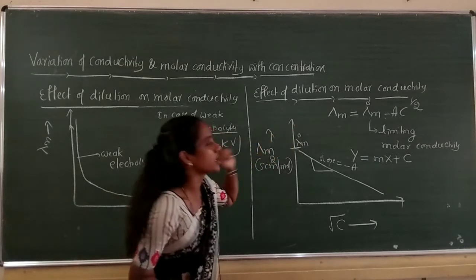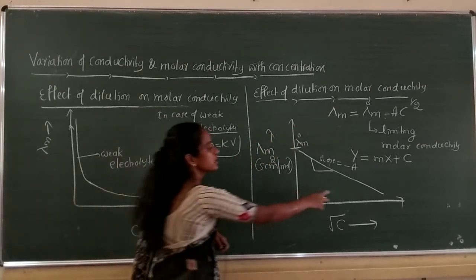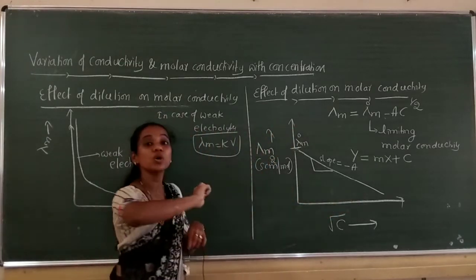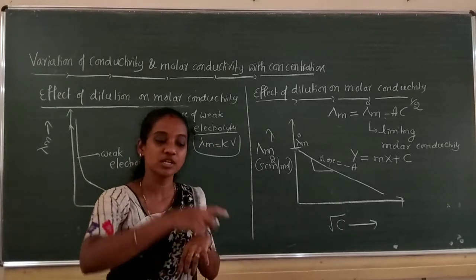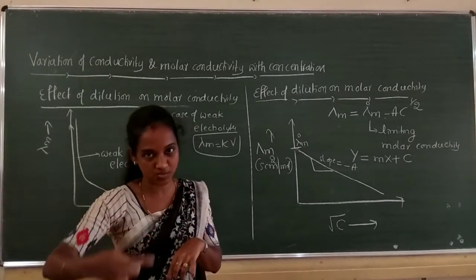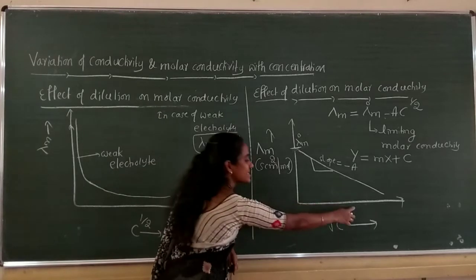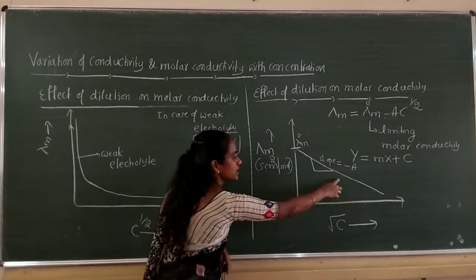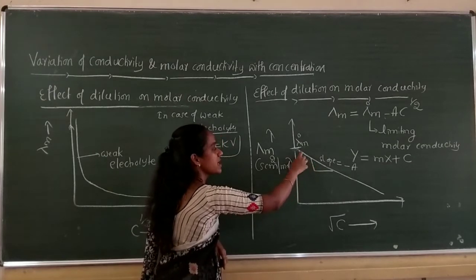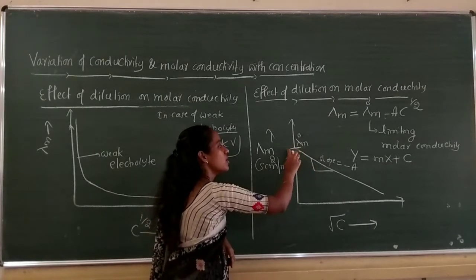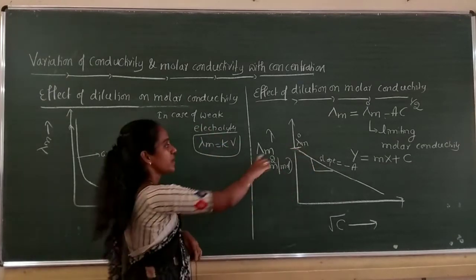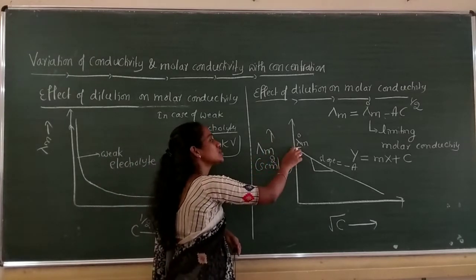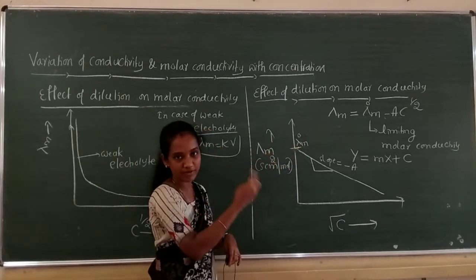In case of strong electrolytes, since the strong electrolyte undergoes complete dissociation, the number of ions produced is more. So as the concentration of the electrolyte decreases, molar conductivity gradually increases and it will reach one limiting value, and afterwards there will be no changes in the molar conductivity value.